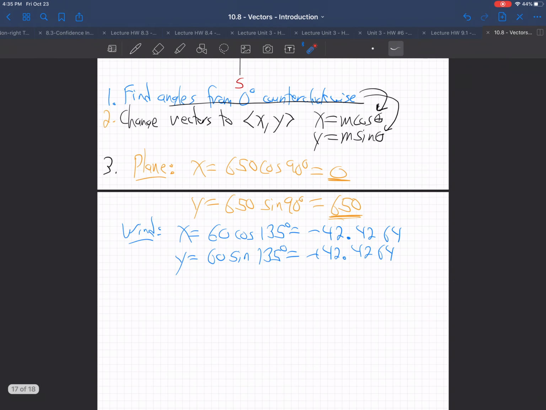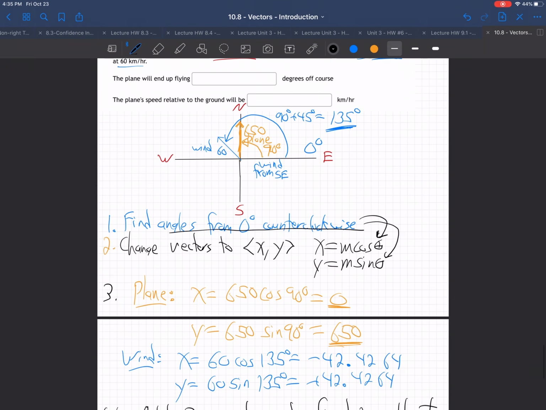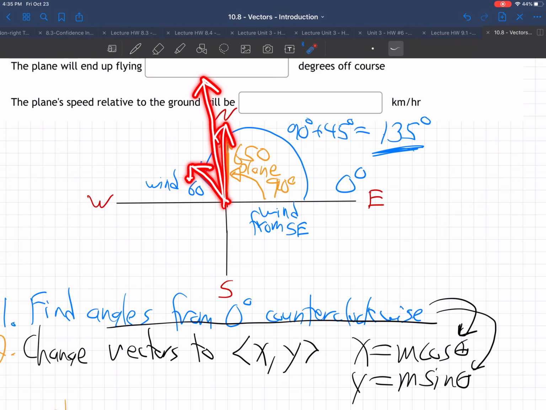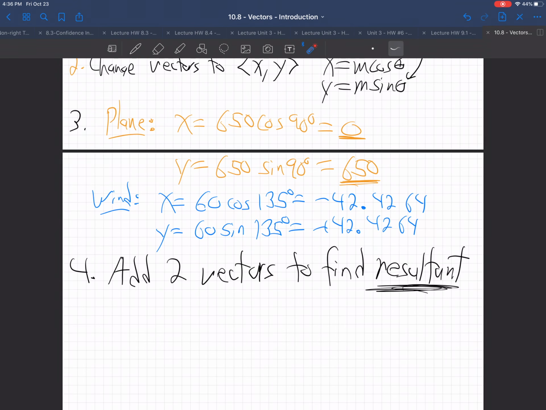That makes sense. Okay, so now step number 4. Add the two vectors to find what's called the resultant vector. You take engineering, physics, they'll talk to you about finding the resultant vector, the result of the wind and the plane. The plane's engines are trying to push the plane straight north, but the wind is trying to push the plane up left. The net result is going to be some kind of vector that's in between the two of them. That's going to be the resultant vector, we call it in engineering and physics.